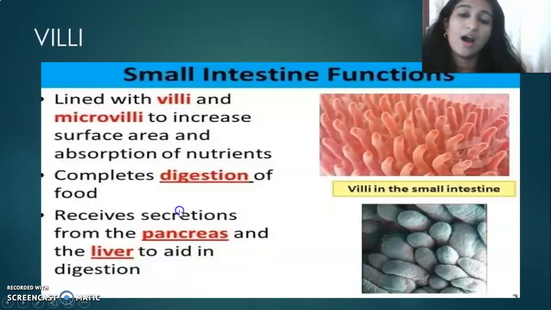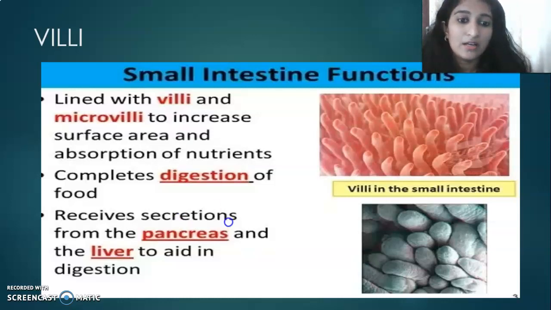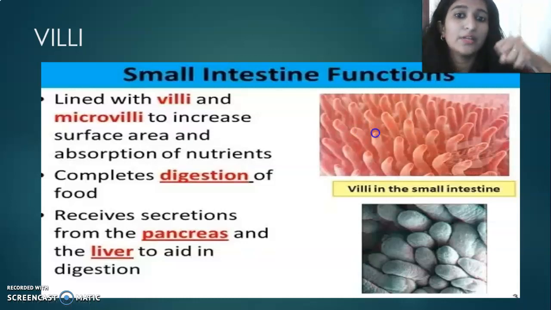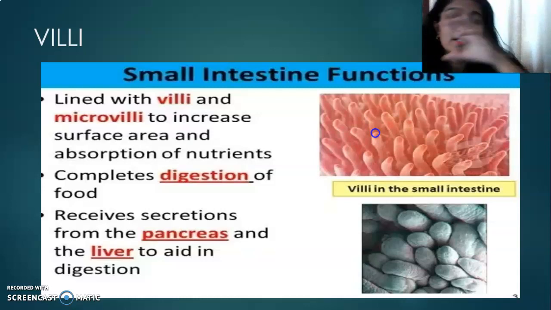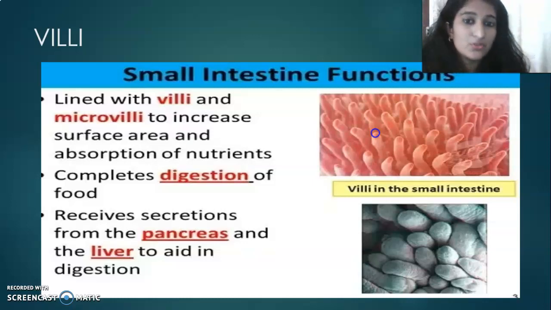After the nutrients are ready in the small intestine, they are ready to be absorbed into the blood. You can see this finger-like projection. It is called villi. The villi are like finger-like projections. They absorb the nutrients from the small intestine and give them to the blood.